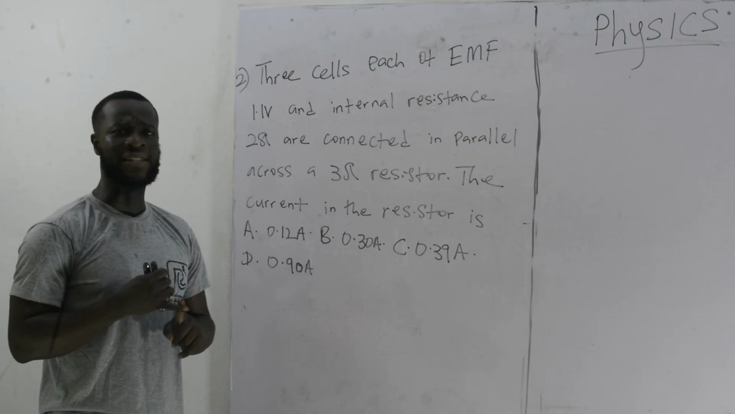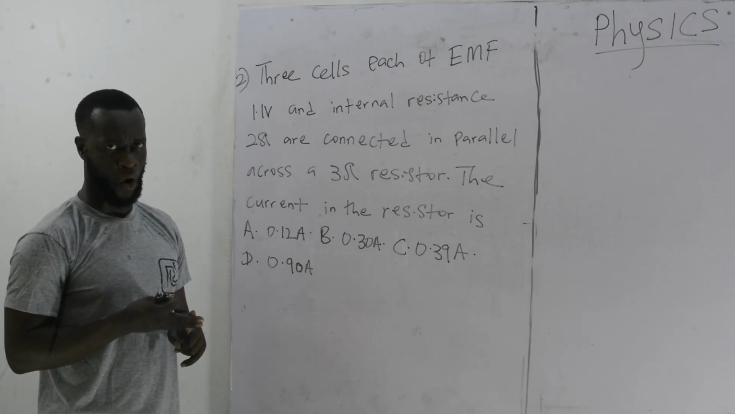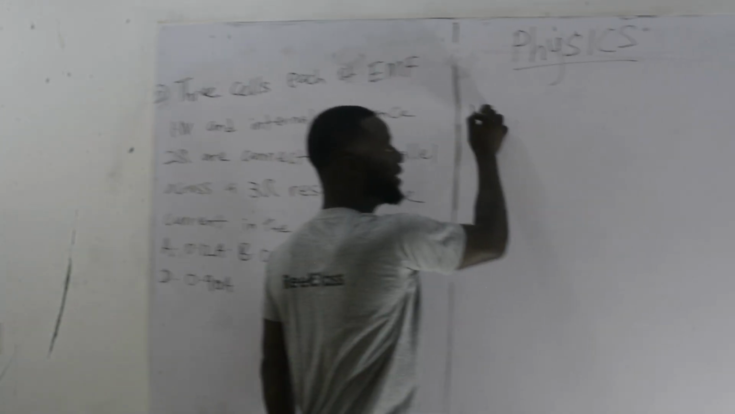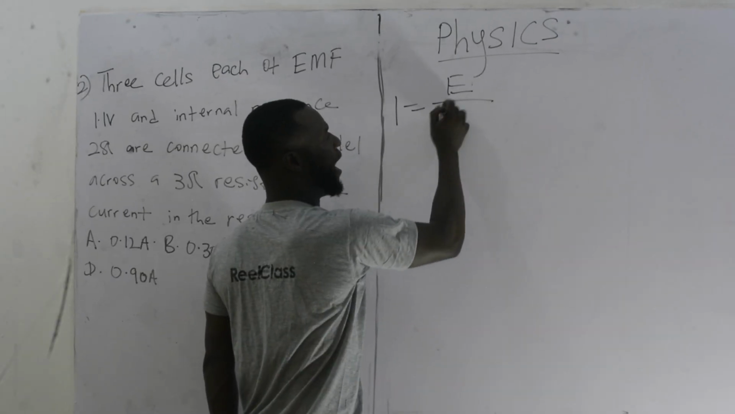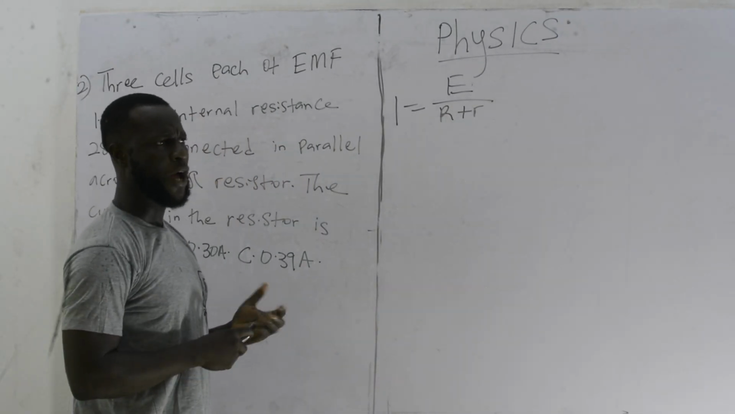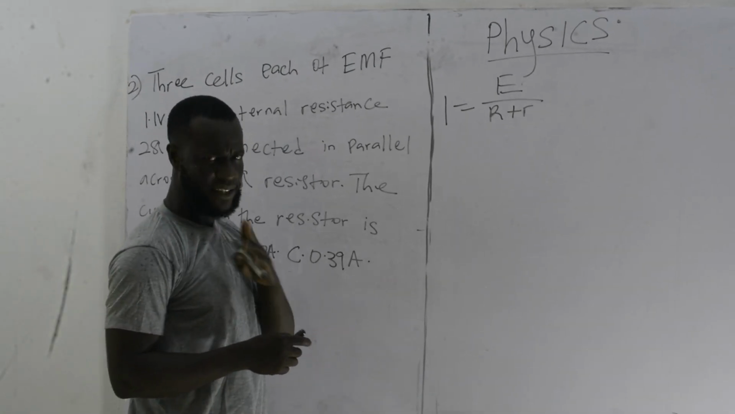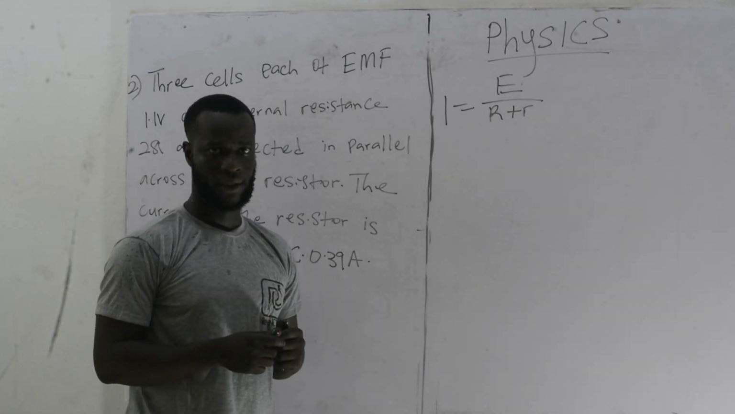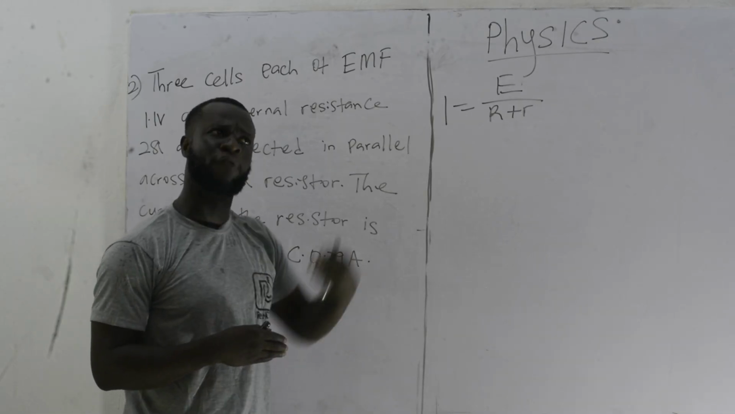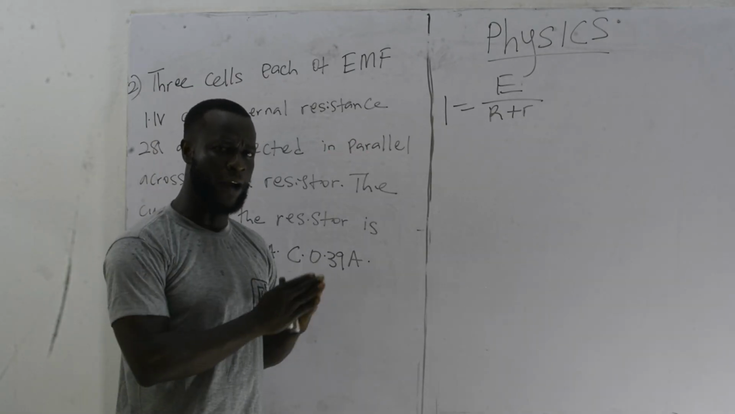Again, we have internal resistance, we have the external resistance, and we are looking for the current. Our mind will simply go to I equals E over R plus r. But the next question we are going to ask ourselves is this: there are 3 cells, not 1, and they are connected in parallel. Just like I said earlier, if we have cells connected in parallel, then the EMF of the combination is just the EMF of one of them.